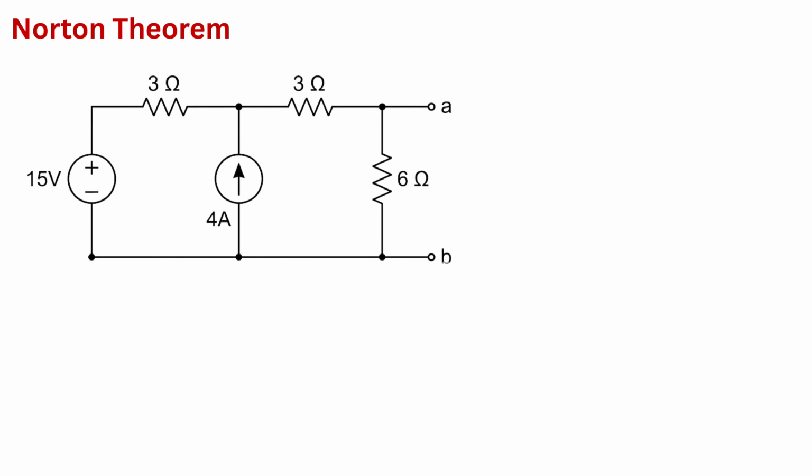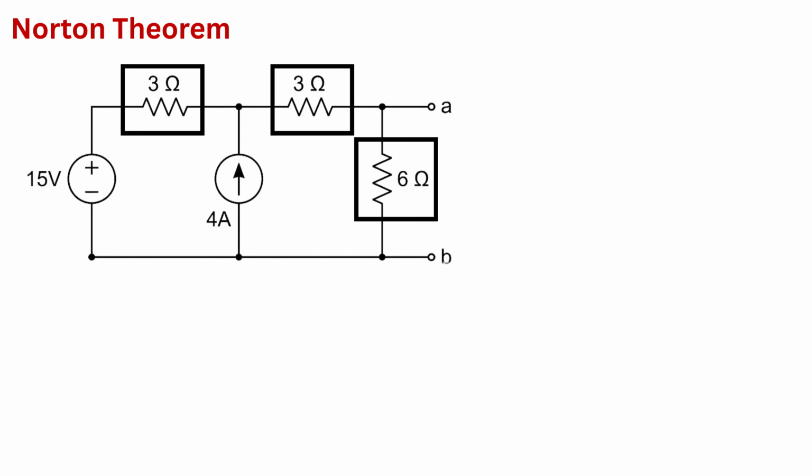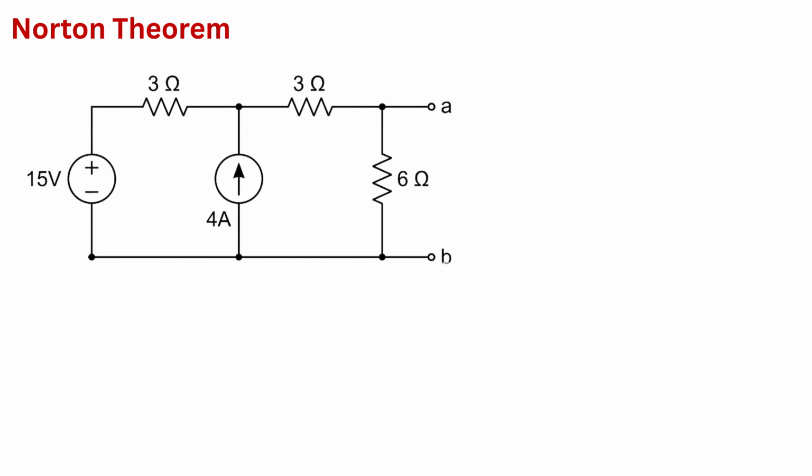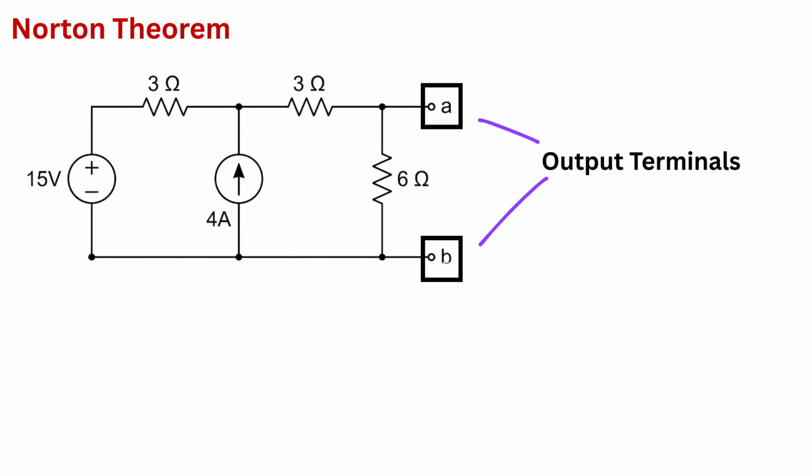Today we will be dealing with Norton's theorem problem in a circuit with a voltage source, a current source, and multiple resistors. First, understand what the circuit looks like. We have a 15-volt voltage source on the left, a 4-ampere current source in the middle, and resistors of 3 ohm, 3 ohm, and 6 ohm. The output terminals are A and B.